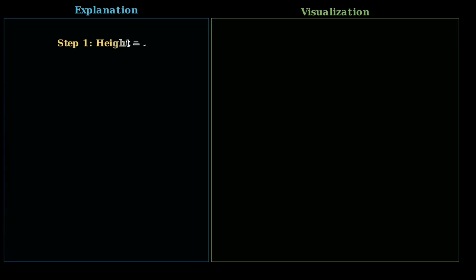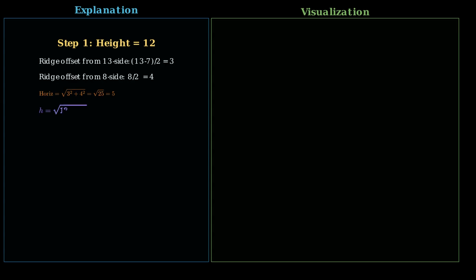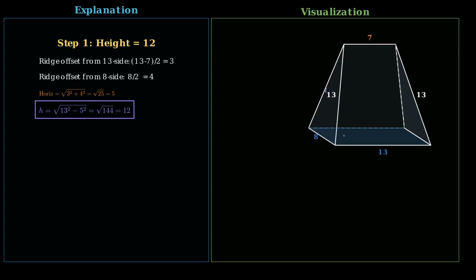Step 1. Confirm the height is 12. The ridge T1 T2 has length 7 and sits above the center of the base. Each ridge endpoint is 3 units in from the 13 unit side and 4 units in from the 8 unit side. The slant edge from base corner O1 to ridge point T1 has horizontal component square root of 3 squared plus 4 squared equals 5, and total length 13. So the vertical height is square root of 13 squared minus 5 squared equals 12.